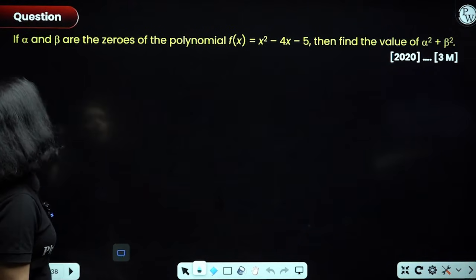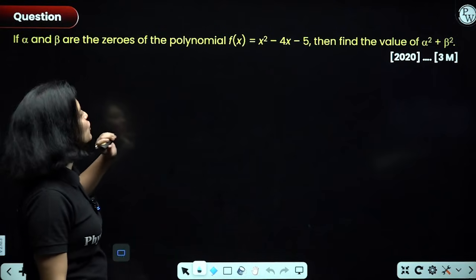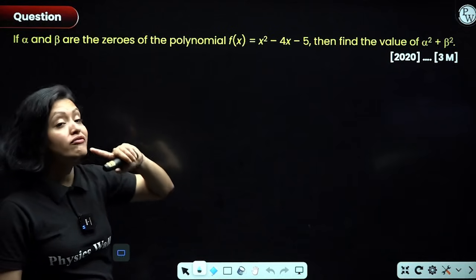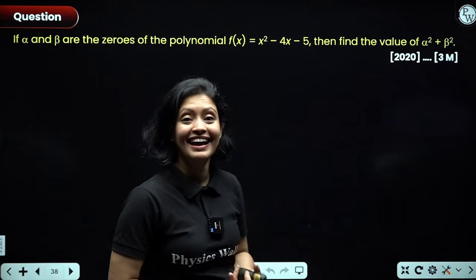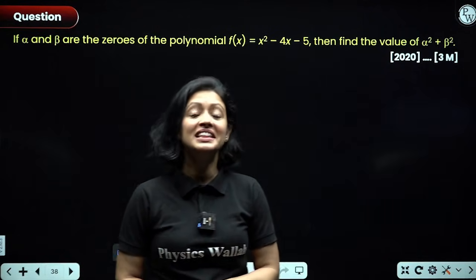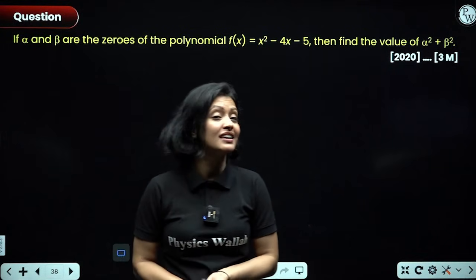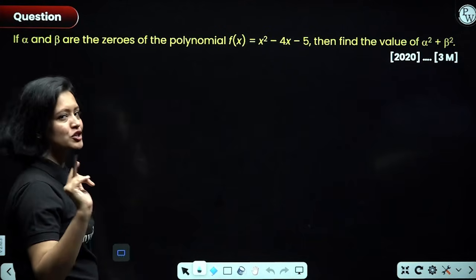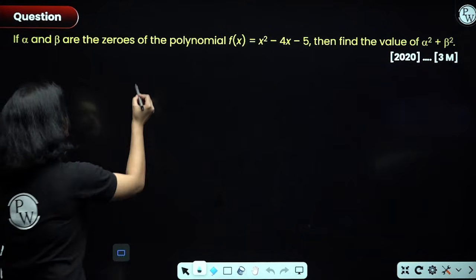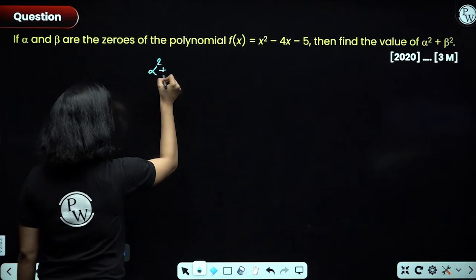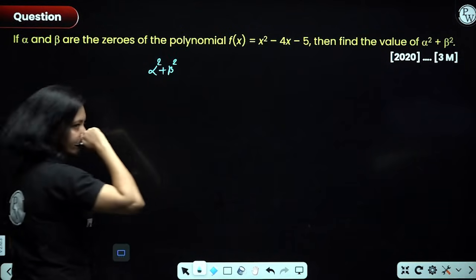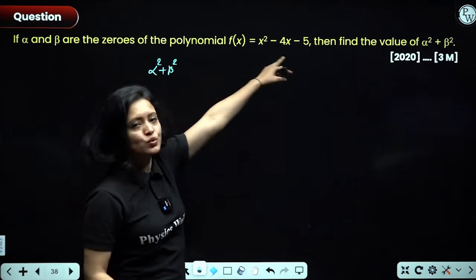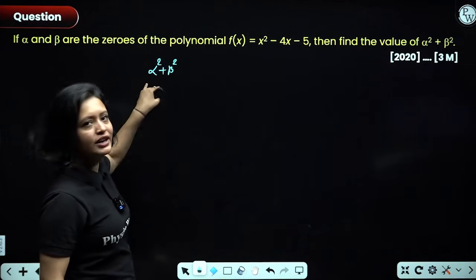Now, if alpha and beta are the zeros of the polynomial f(x) is equals to x square minus 4x minus 5, then find the value of alpha square plus beta square. This is very interesting, guys, and in this question we use identities that you have studied in 9th grade or even in 7th and 8th grade. So first of all, let's talk about alpha square plus beta square. I know the value of alpha plus beta, I can figure that out using the relationship concept. But how can we figure this out?